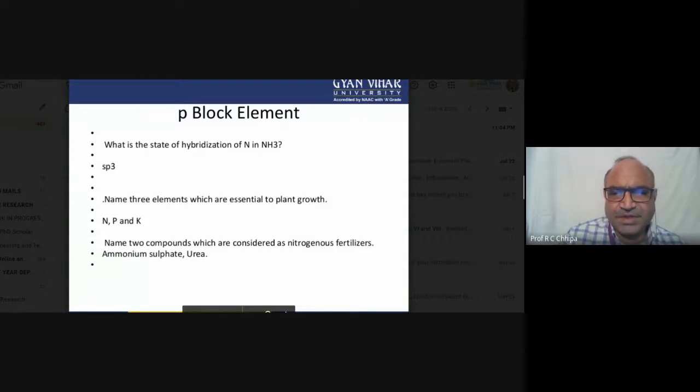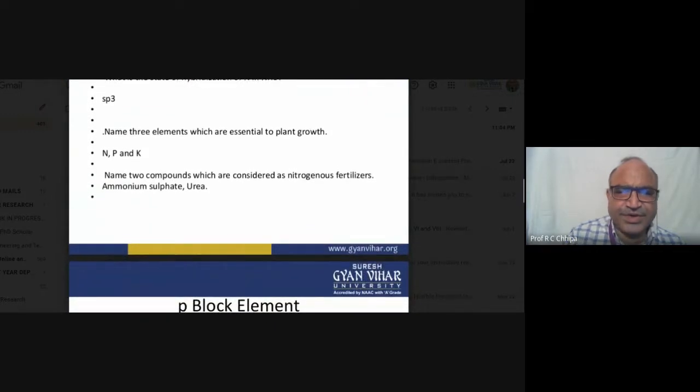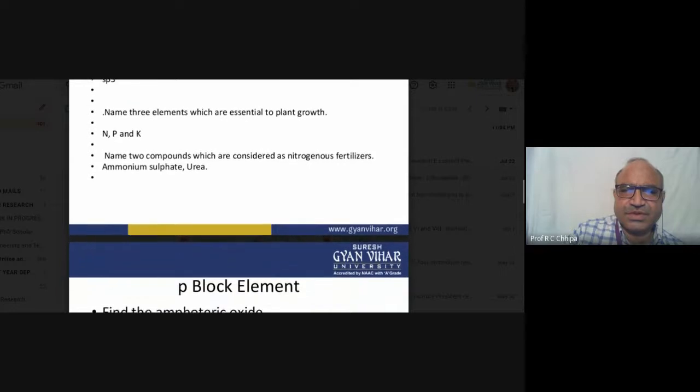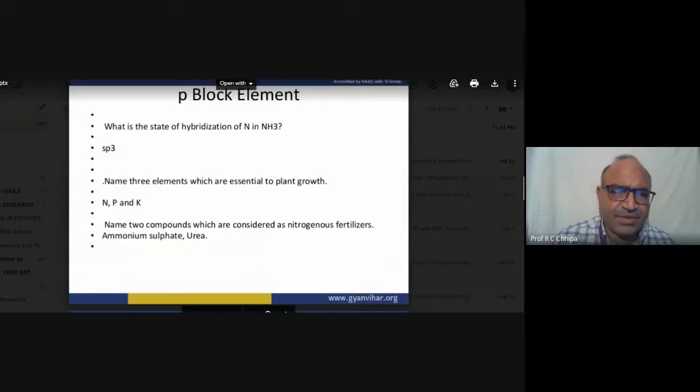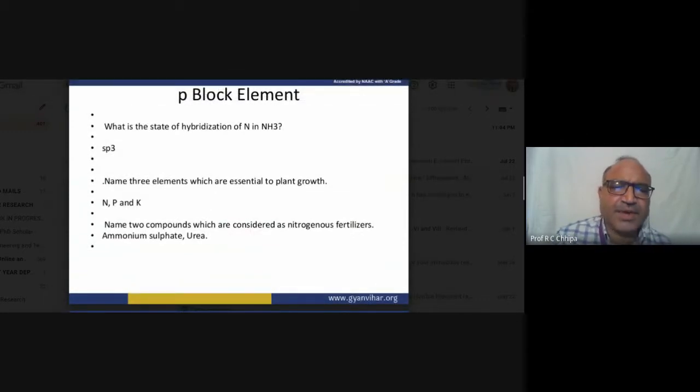Name three elements which are essential to plant growth. Nitrogen, phosphorus, and potassium are responsible, and these are the manures that are responsible for plant growth. Two compounds which are considered nitrogenous fertilizers: ammonium sulfate, where some nitrogen containing compounds are also added, and urea. Urea itself is also most relevant, containing carbon and nitrogen, H2C and H2.